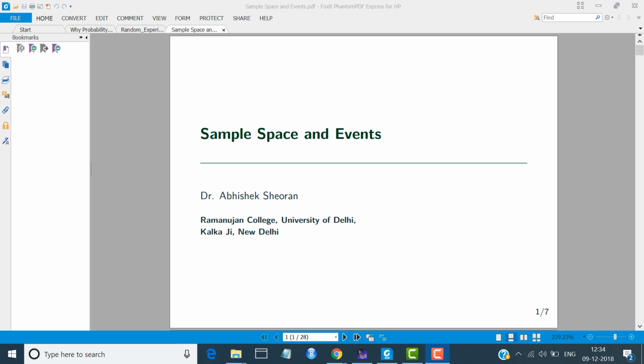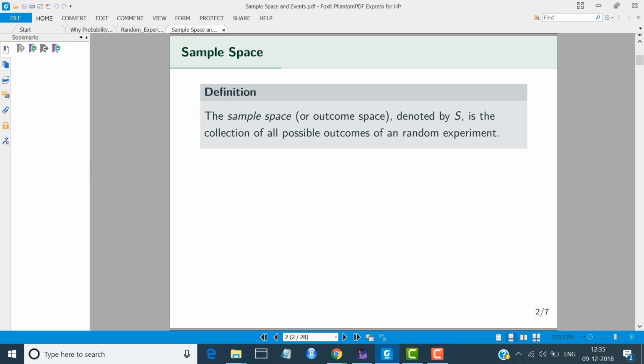So now we are going to discuss sample space and events. Both of these are very important features of probability theory. So what is sample space? Starting from the sample space, first we define the sample space.